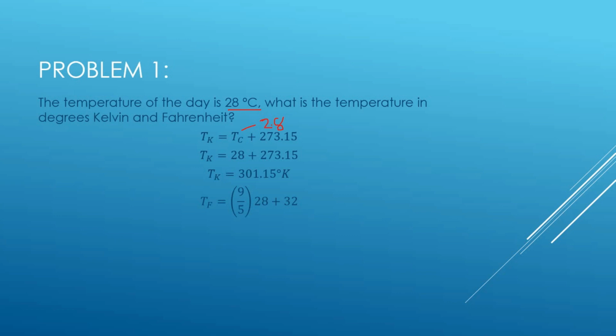For Fahrenheit, use the same formula for Fahrenheit. So 9 over 5 times 28 plus 32, which gives you 82.4 degrees Fahrenheit.